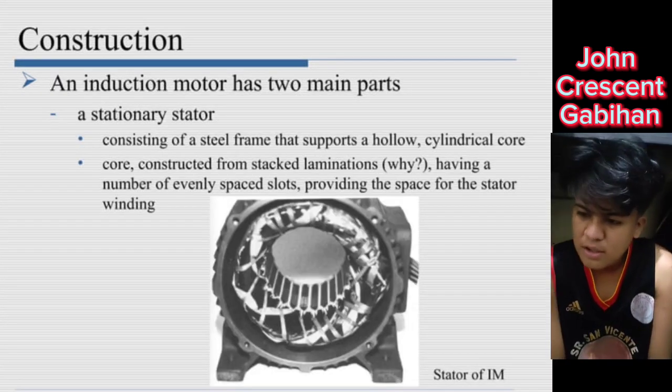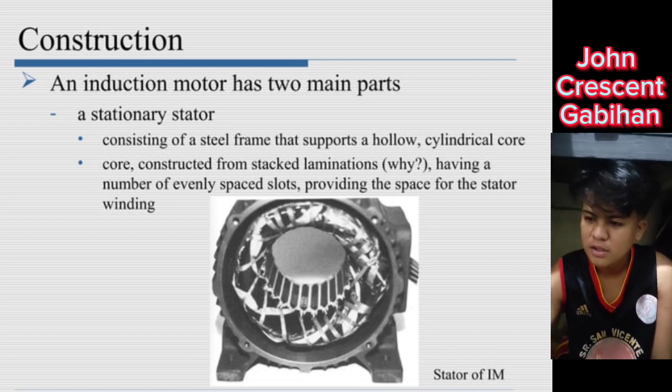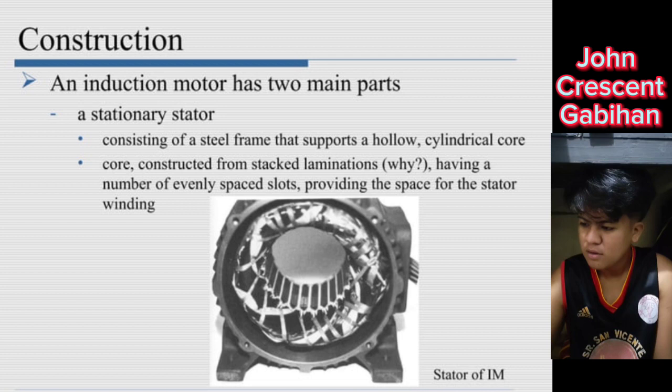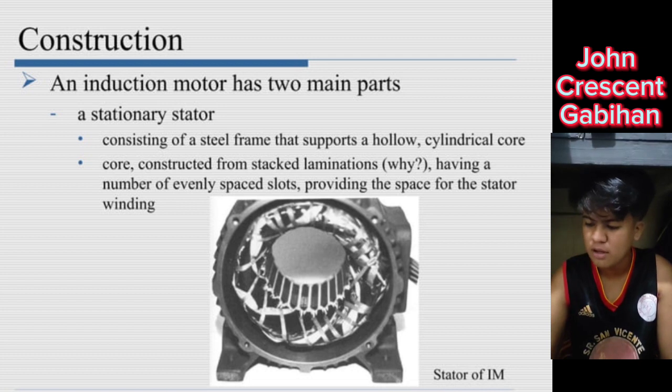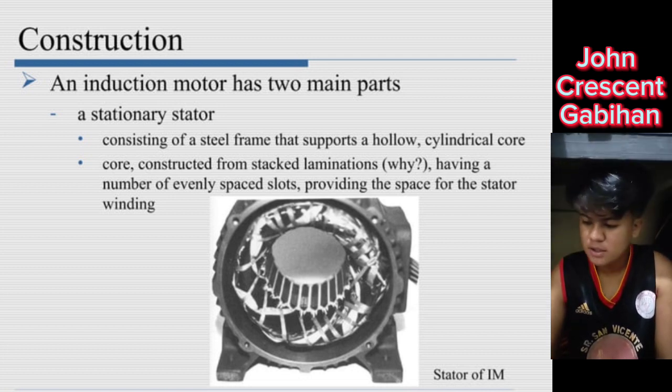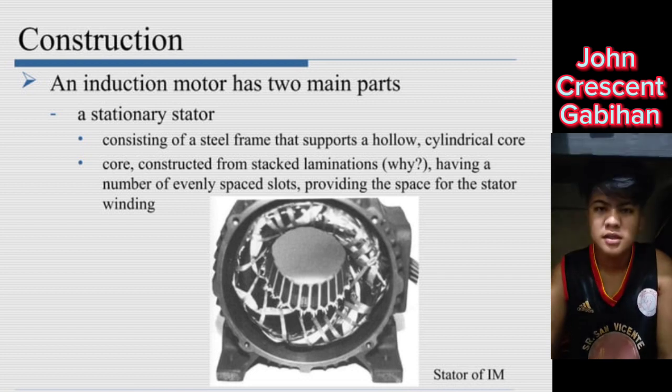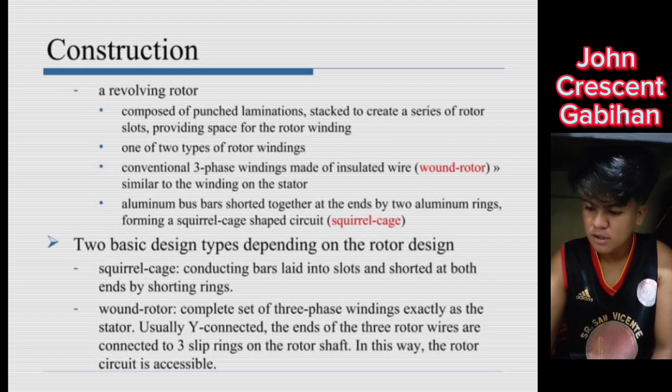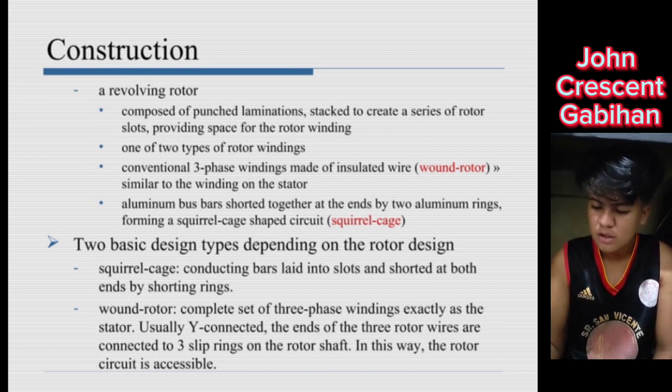Construction. An induction motor has two main parts. A stationary stator, consisting of a steel frame that supports a hollow cylindrical core constructed from stacked laminations, having a number of evenly spaced slots providing the space for the stator winding. A revolving rotor, composed of punched laminations stacked to create a series of rotor slots providing space for the rotor winding.